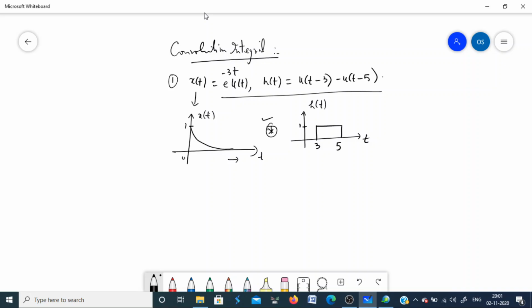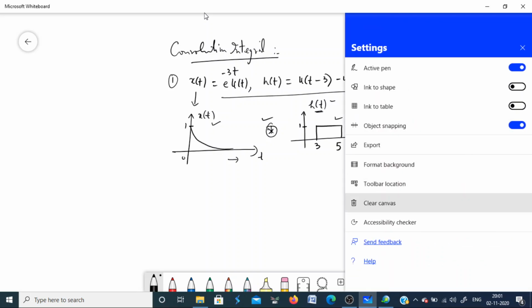Okay, so again the process is the same. You have to fold one signal, then shift, then multiply, then integrate. So either you can fold this signal or you can fold this signal. We will take both the cases. Let us suppose I fold h of tau. First you have to express these functions in terms of tau.